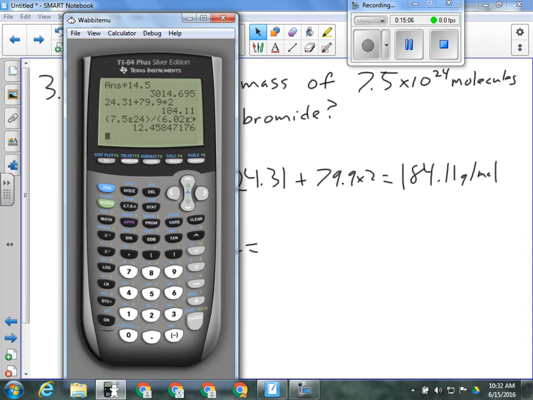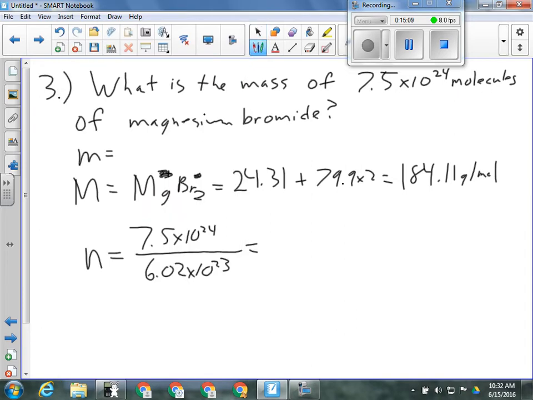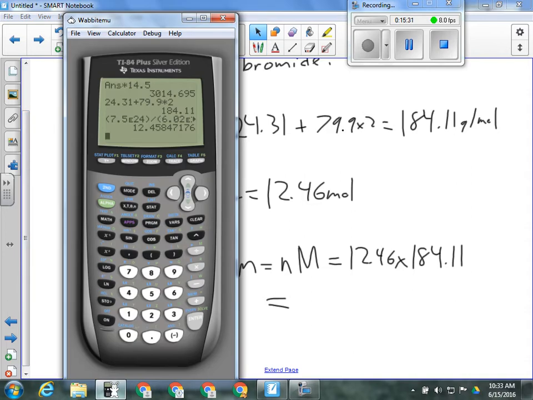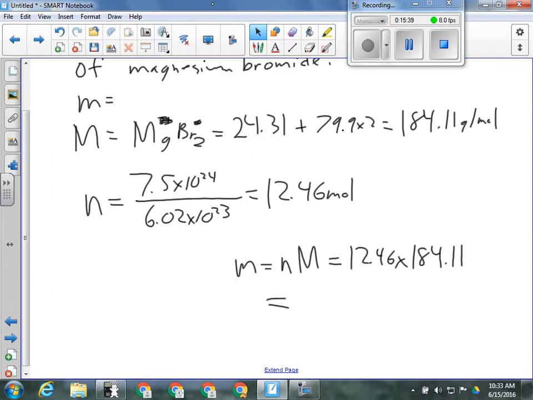Okay, so I've got 12.46 moles. All right, now I have N and big M. I should be able to calculate M. So M equals N times big M when you manipulate it. Okay, so that's going to be 12.46 times 184.11. All right, so we're looking at 2,293.73 grams.